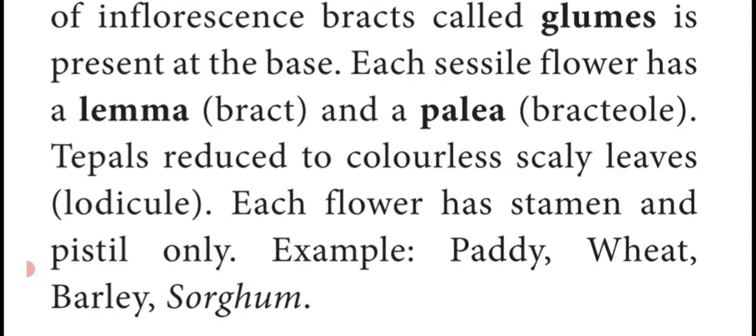Dear students, write a short note on spikelet. It is a very important 3-mark question. Kindly note it down in your textbook. Each inflorescence axis possesses a pair of bracts at the base known as glume. The sessile flowers each contain a bract known as lemma and a bracteole known as palea. Each flower contains only one stamen and one pistil. Example: paddy, wheat, barley and sorghum.